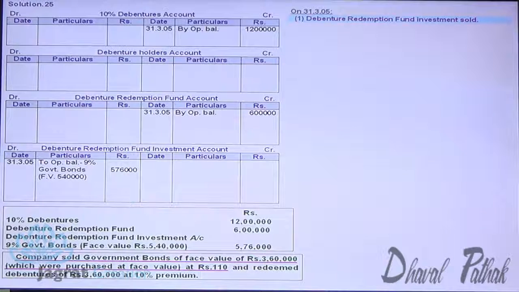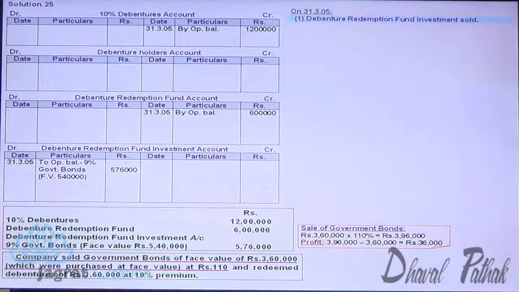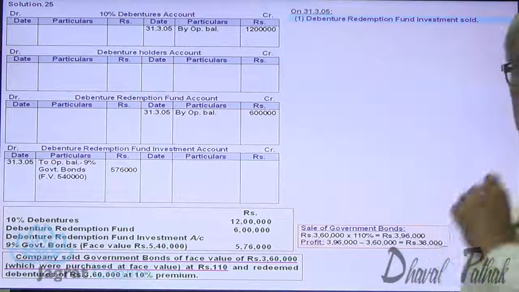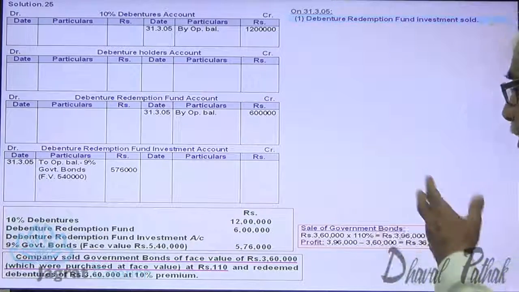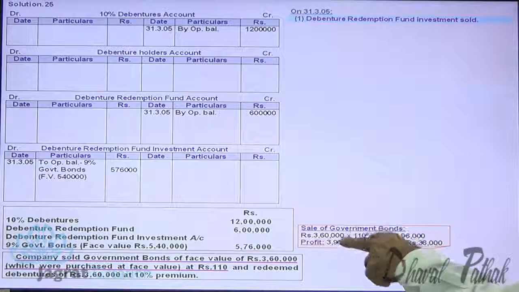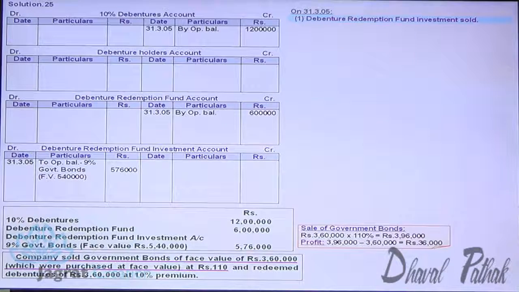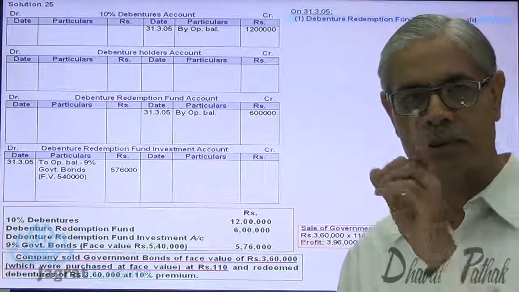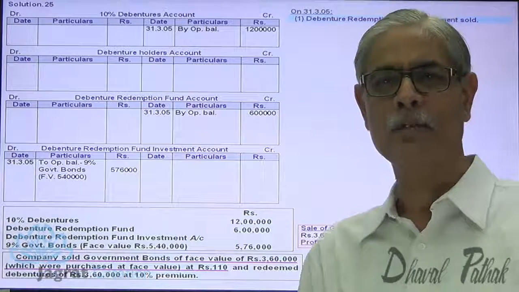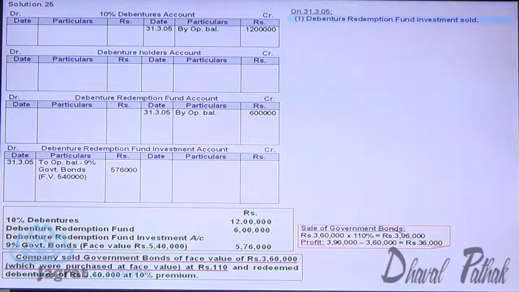So, let me find out the profit on sale of investment. 3,60,000 into 110%, 3,96,000 is the sales proceeds. And 3,96,000 minus 3,60,000 is the profit on sale of investment. So 3,60,000 into 110%, 3,96,000 is the sales value. From that, the purchase price is to be deducted, that is 3,60,000. So 36,000 is the profit.